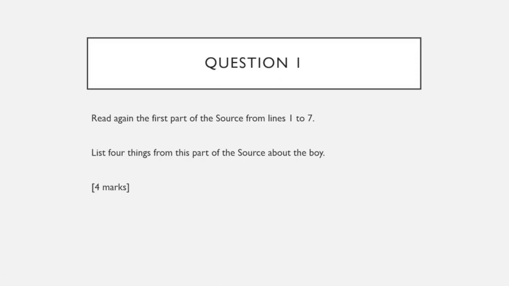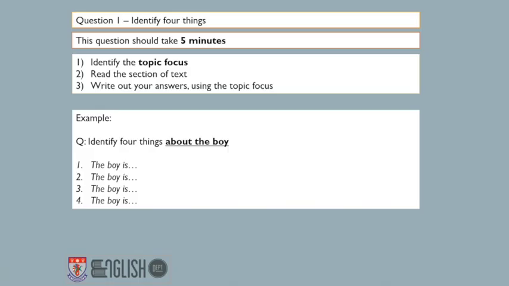Question 1 asks you to read the first part of the source from lines 1 to 7, and it asks you to list 4 things from this part of the source about the boy. It's worth 4 marks. This question should take about 5 minutes. In order to complete it, you need to identify the topic focus of the question. It will ask you to identify information about a specific part of the text, and it's really important, if you're going to get all 4 of these marks, to identify what that is.